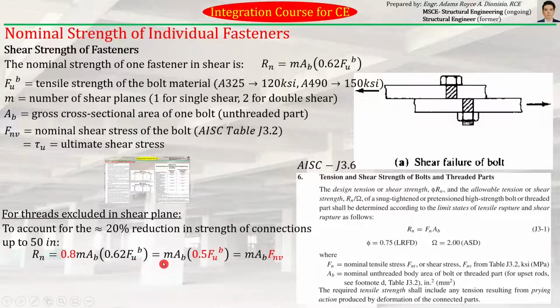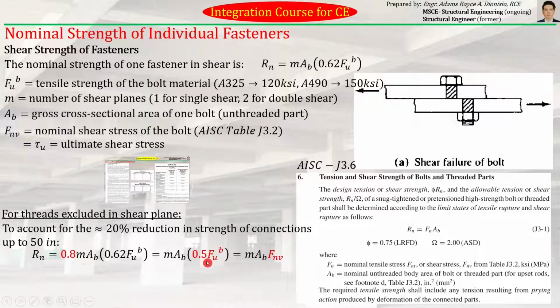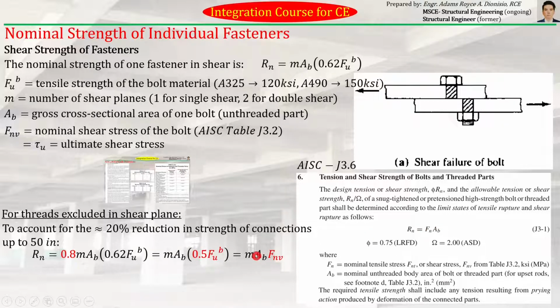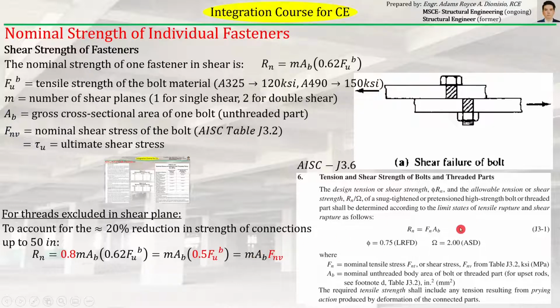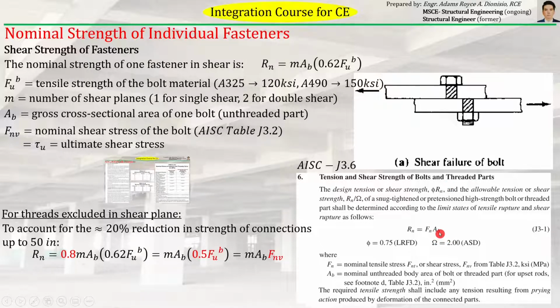And then, pag multiply natin yung 0.8 sa 0.62, 0.8 times 0.62, the result is mga nasa 0.5. Okay? So yung part na to, yung 0.5 FUB, that is the FNV na nakikita natin from the table kanina. Okay? Technically, itong formula na to, tsaka to, nasa code pareho lang yan. So, tinanggalan lang natin ng m to, yung sa code, kasi we don't need to include naman kung ilan yung shear plane pagdating sa code. Kasi, ini-include mo na yun sa AB. Okay, ini-include mo na yun sa AB. So, syempre, kung double shear siya, times 2 mo na lang to automatic.